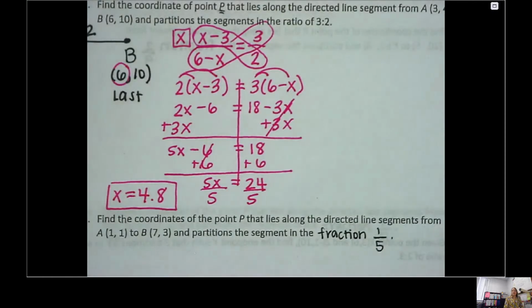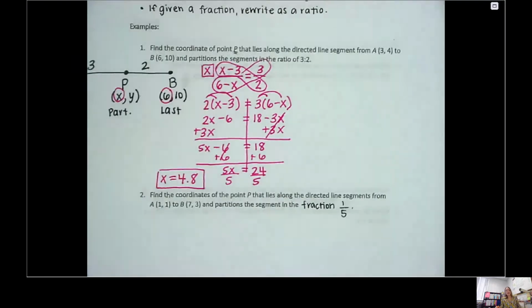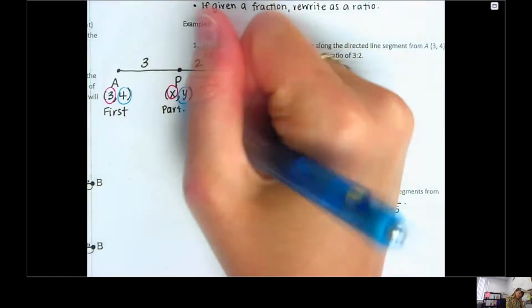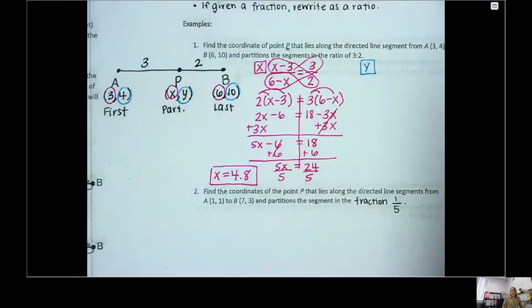Hooray! You got your x value, 4.8. Now am I done? No. Obviously not, because what do I have to do now? I've got to do the y's. So now I'm going to highlight my y's in a different color, and I'm going to set up the equation exactly the same.